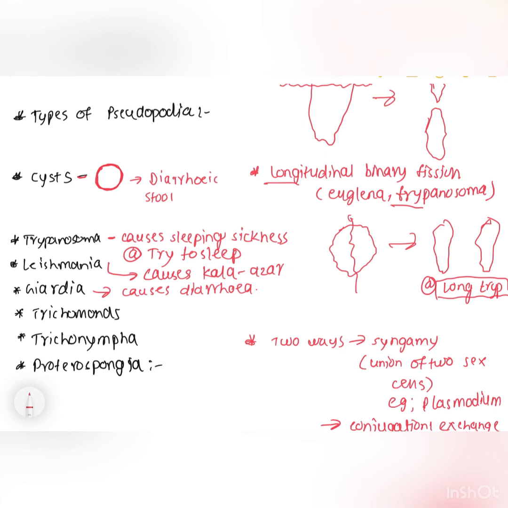Now Trichomonas. What does Trichomonas do? Trichomonas causes vaginitis in females. You can remember it as Mona is the name of the girl. So Mona. In this way you can remember.